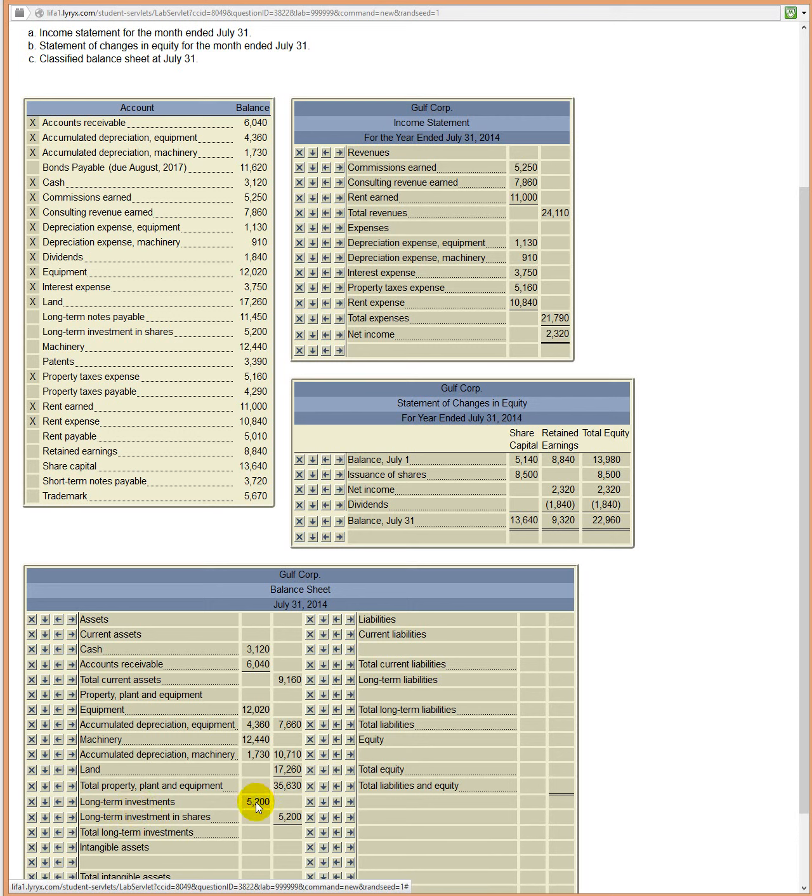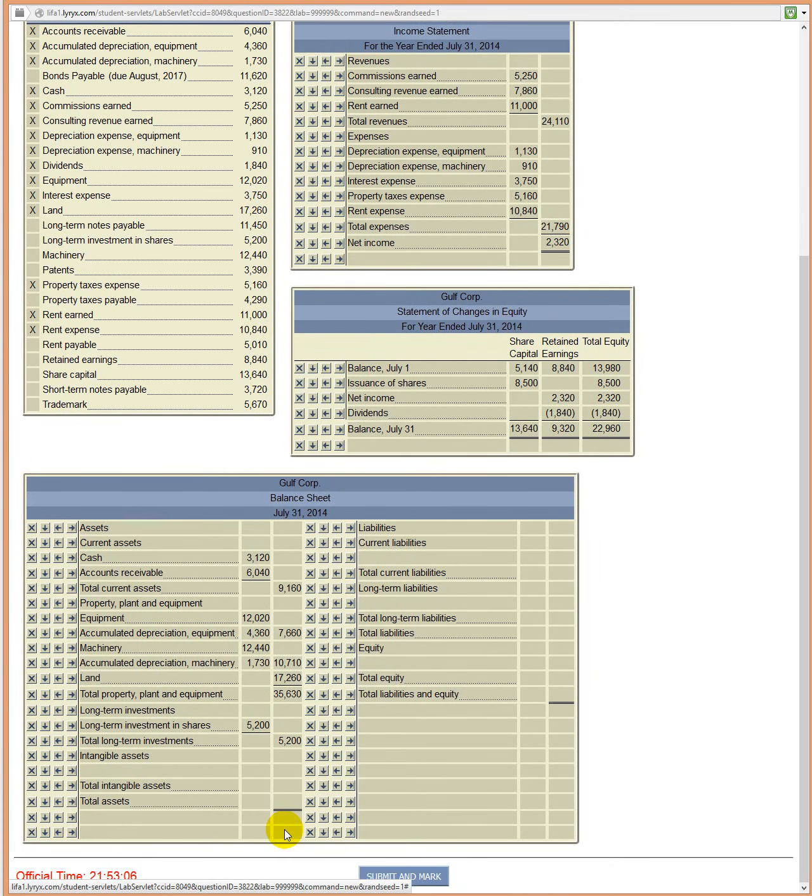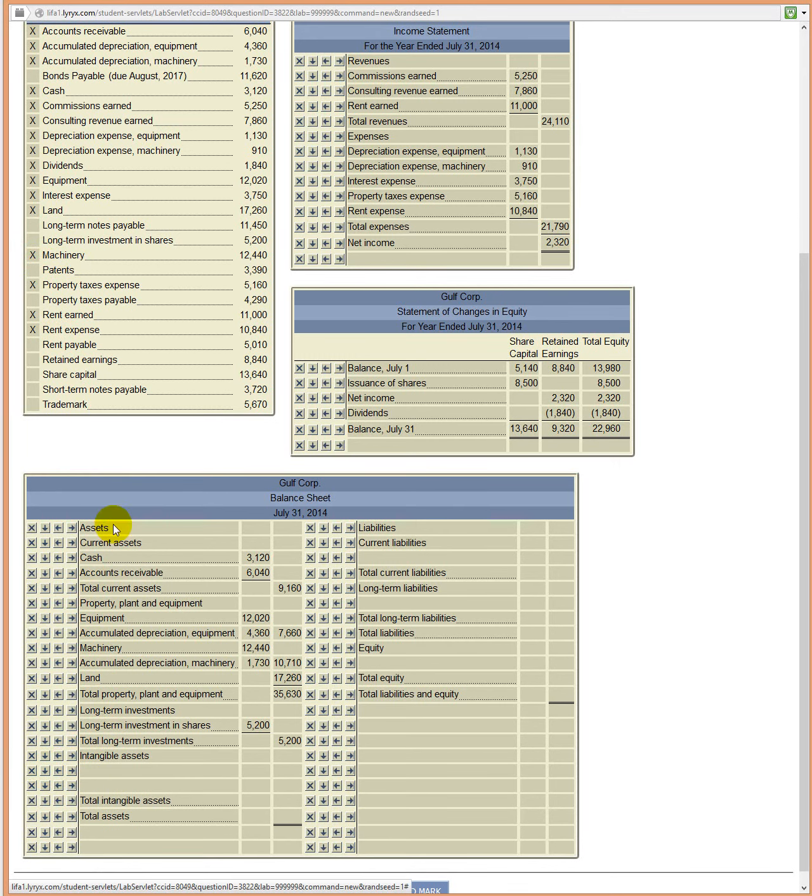Okay, how did we do that? We want this to be there. We need to get rid of that. Okay, and this number should be below. Okay, so we have long-term investment in shares 5,200 on its own line now, and long-term investments total is 5,200. We have a couple of different kinds of intangible assets, patents and trademarks.